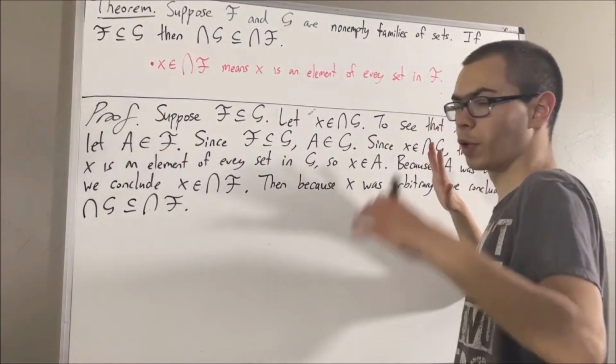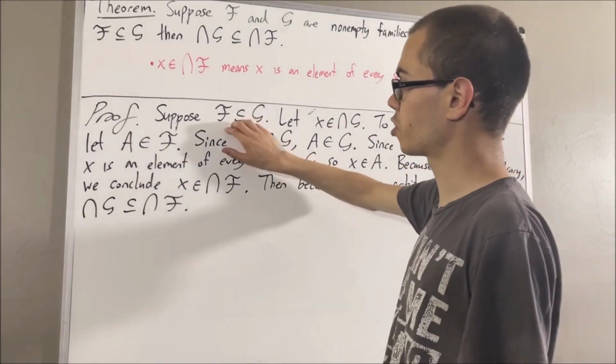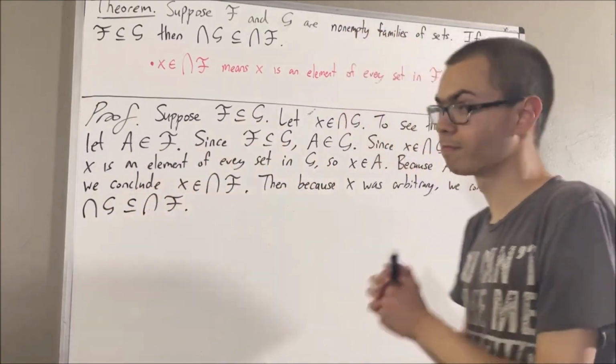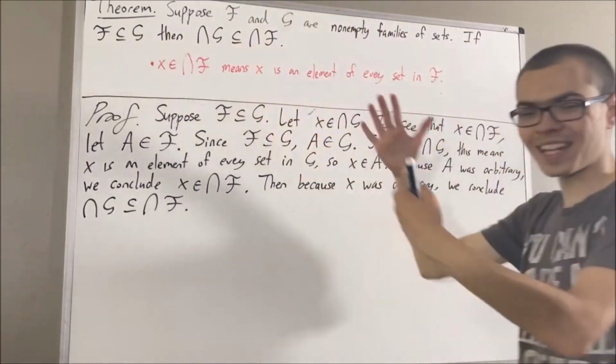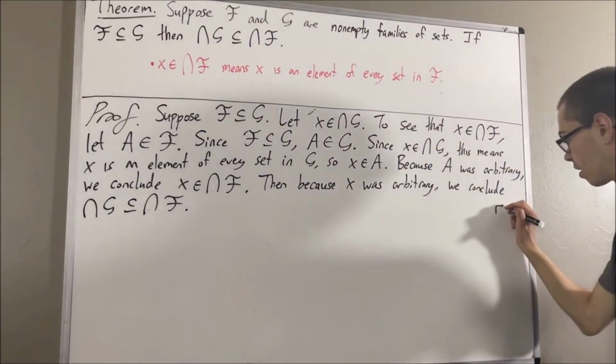So really, what we have shown here is, under the assumption that this is true, it follows that this is true. So we have proven, if this is true, then this is true. And that's exactly what we wanted to prove. So this completes the proof.